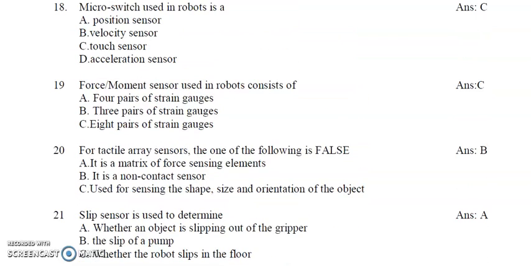So answer C is the right answer. There are 8 pairs of strain gauges.